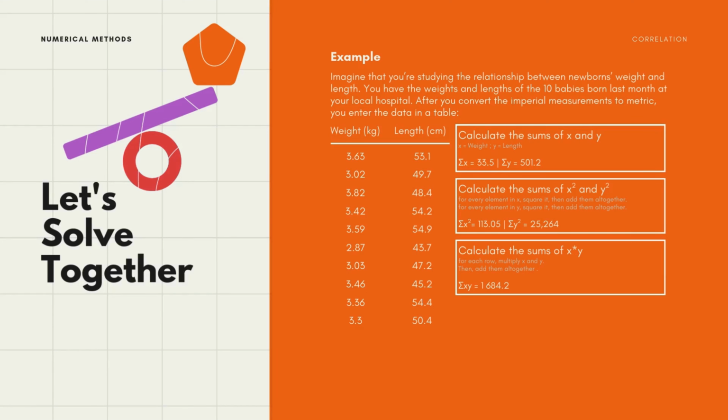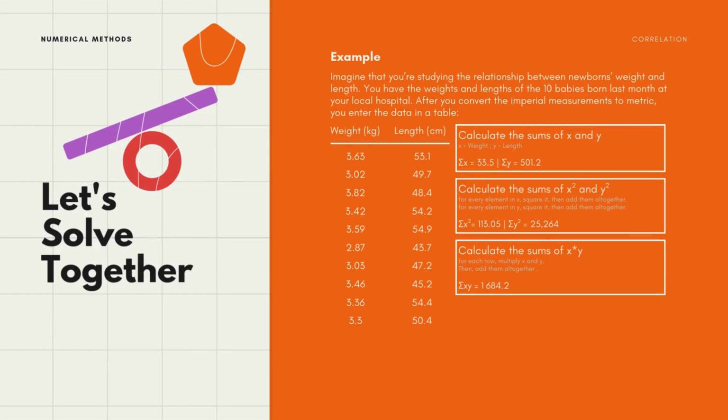Calculate the sums of x and y, where x is the weight and y is the length. So the summation of x is equal to 33.5, while the summation of y is 501.2. Next, we calculate the sums of x squared and y squared. For every element in x, square it, then add them all together. Then we get 113.05. Next, for every element in y, square it, then add them all together. We get 25,264.